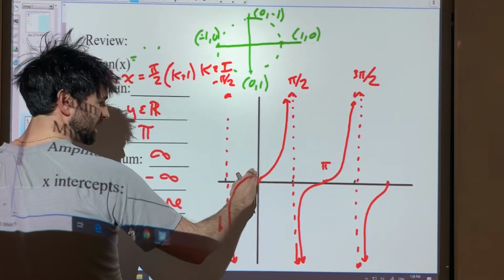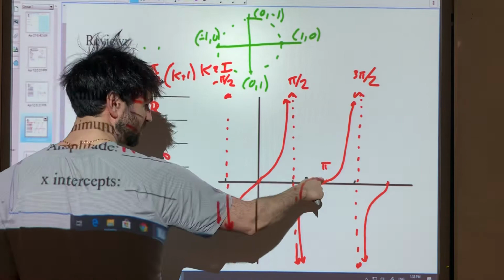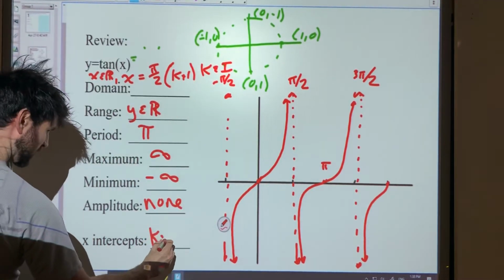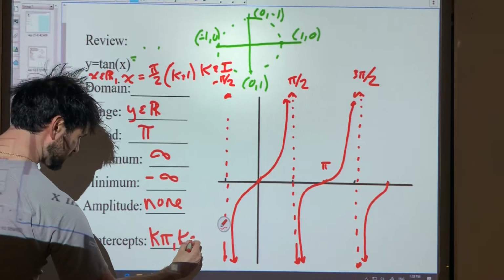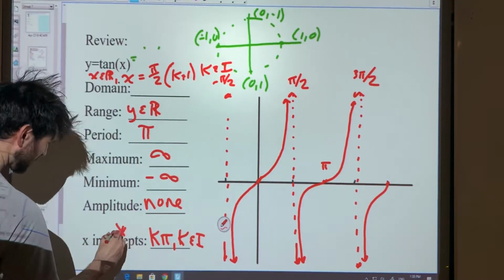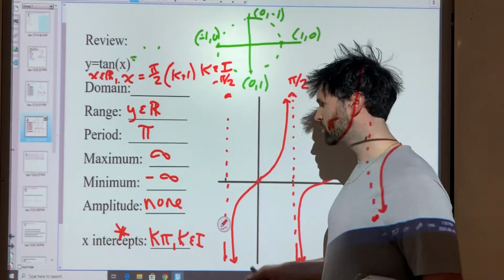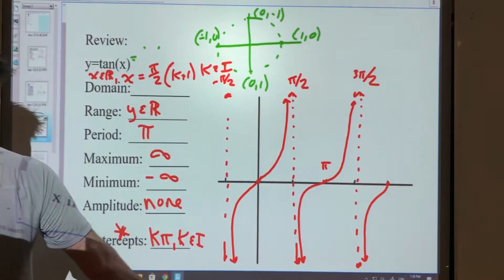So if k is 0, you get 0. If k is 1, you get pi. If k is 2, you get 2 pi. So the intercepts are k pi, where k is an element of the integers. Again, I recommend that you memorize these little formulas because they do pop up on the exam just once. So there you have it.